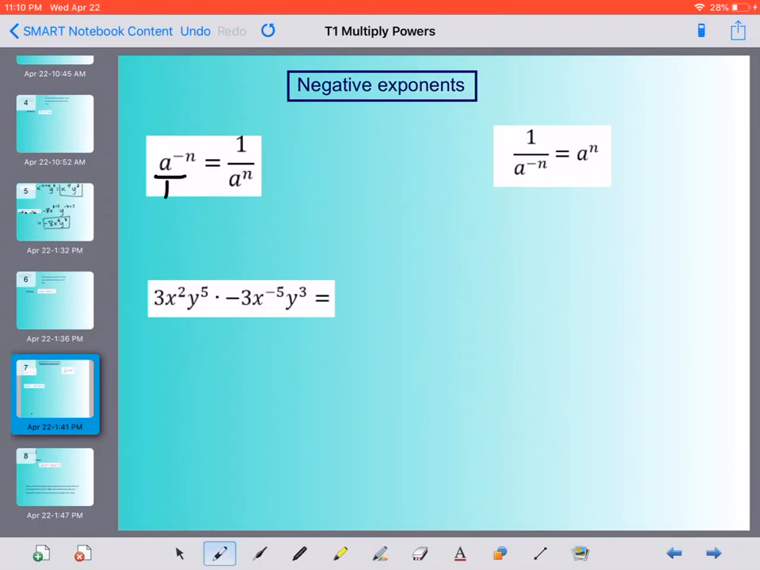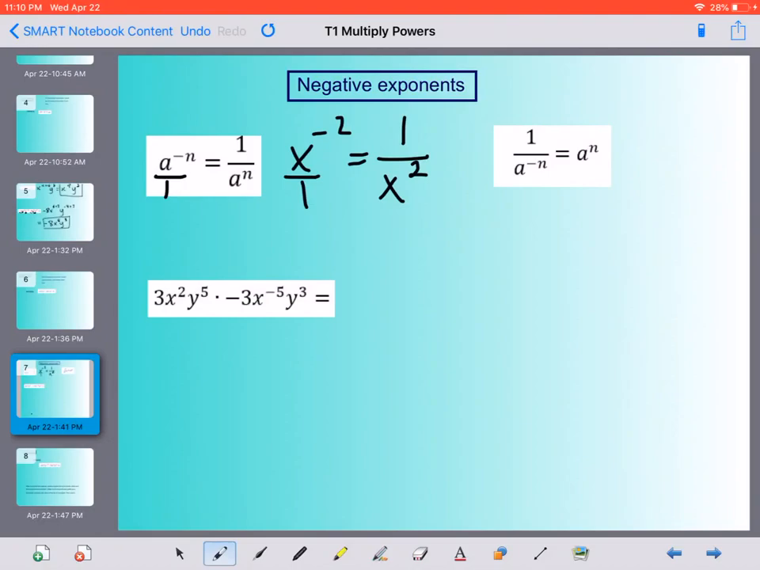So if I had x to the negative second degree, that's the same as x to the negative 2 over 1. So I'm going to switch my numerator and denominator. So 1 comes in the top, and then in the bottom I have x to the positive 2.